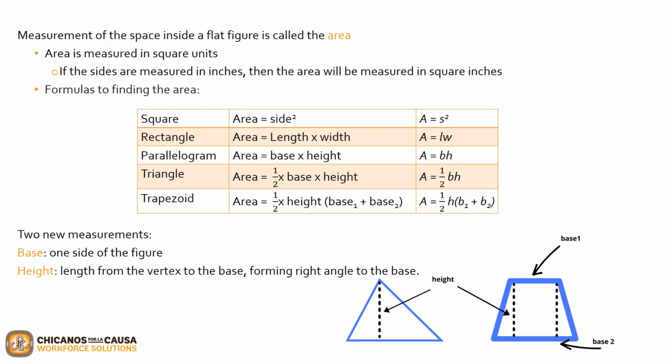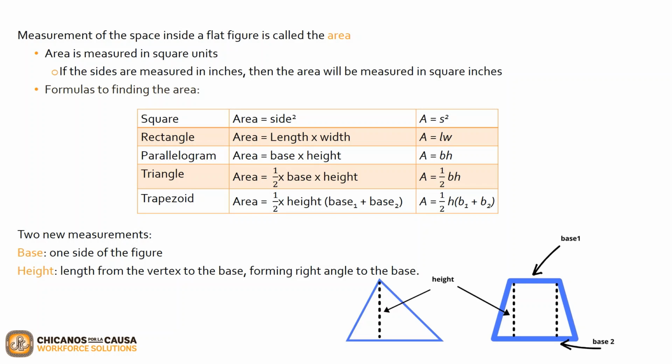If they were feet, then it would be squared feet. So here are the formulas for finding the areas. In order to find the area of a square, it's s to the power of 2. The rectangle is length times its width.